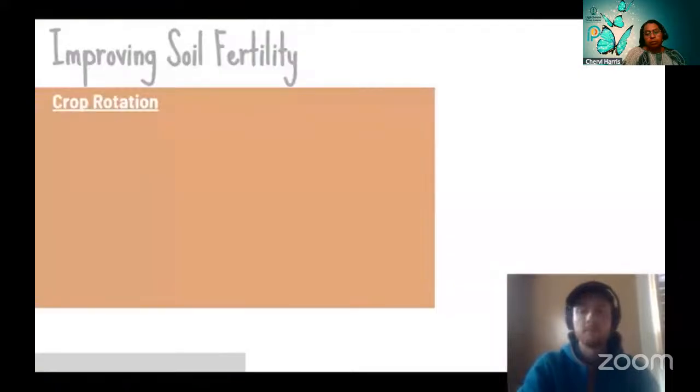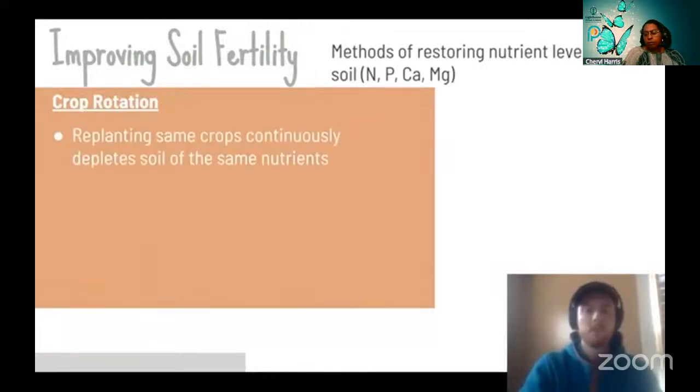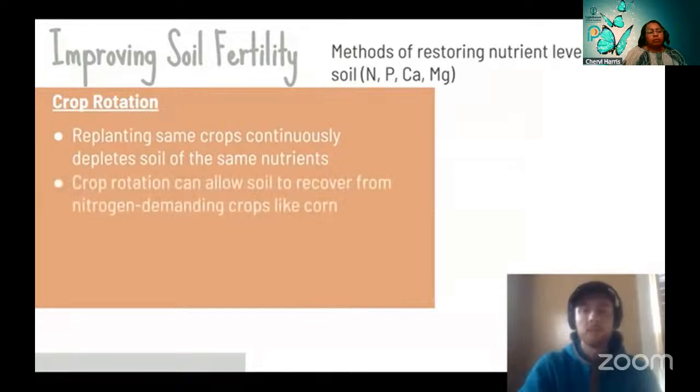The next methods that we look at here are all aimed at improving soil fertility, which is the level of key nutrients that are needed for plant growth. So replanting the same crops over and over again depletes the soil of the same nutrients over and over again. However, if you rotate your crops, you give the soil some time to recover. Some crops are really nitrogen demanding, like corn. And what you can do is actually intersperse your corn seasons with legumes.